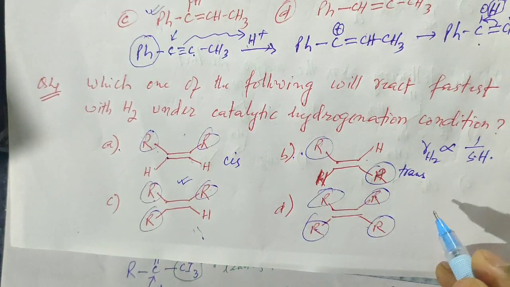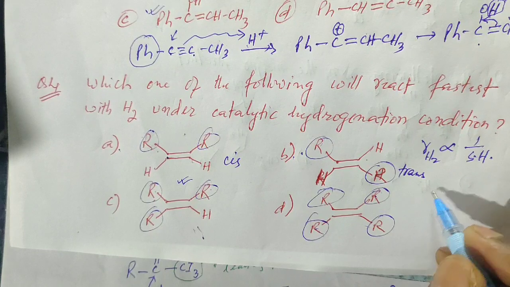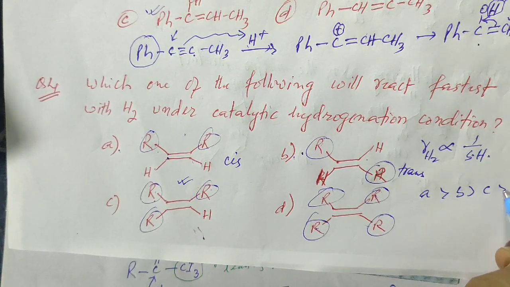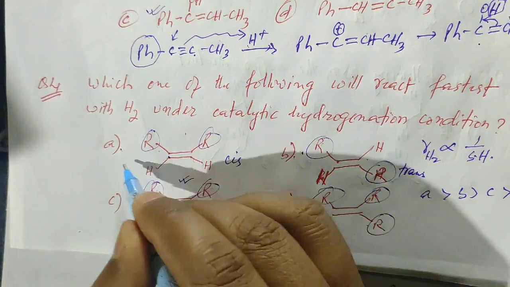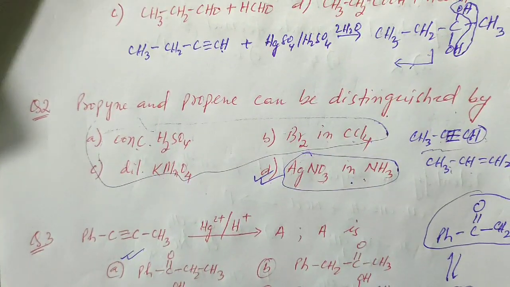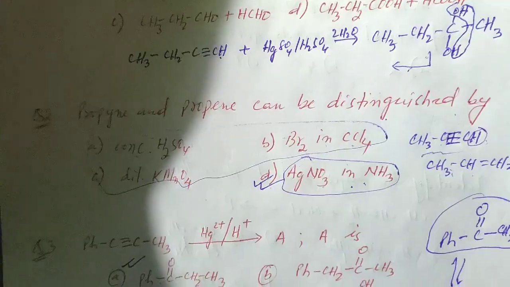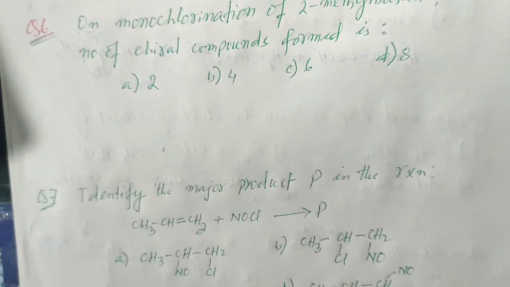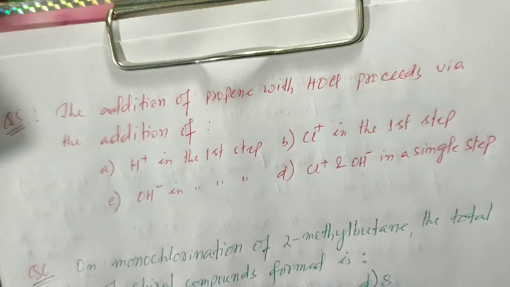So the rate of hydrogenation will be A most reactive, then B, then C, then D. So our answer will be A, the cis alkene will be most reactive. Okay, let us go to the 5th question. The 5th question is here.